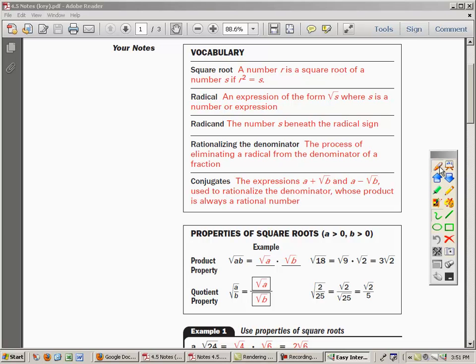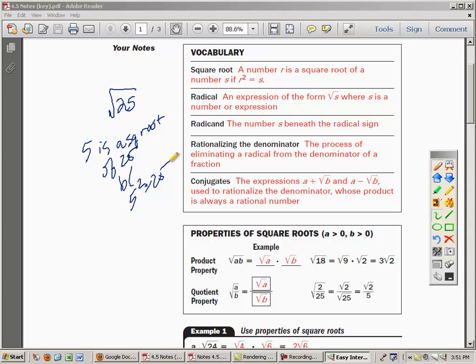So first of all, a square root: a number r is a square root of a number s if r squared is equal to s. For example, the square root of 25, we say that 5 is a square root of 25 because 5 squared is 25. So there's one quick example.